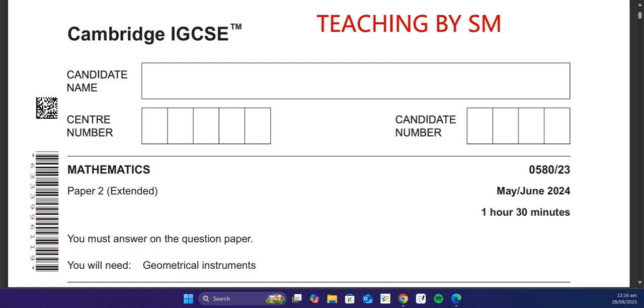We are going to be doing 0580 maths May June 2024 paper 2-3.